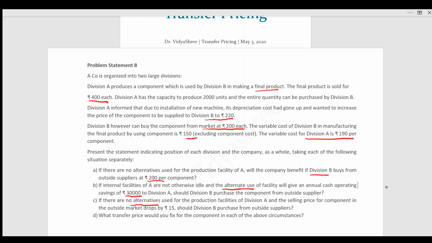The first three, we are calculating the profit. In the last one, we are actually calculating the transfer price. Transfer price, as you know, is the price which is charged from one division to another division. In the sense, the price which is charged from division A to division B under the three situations is what we have to calculate in the last. That is point number D. Okay, so let us work out the problem.